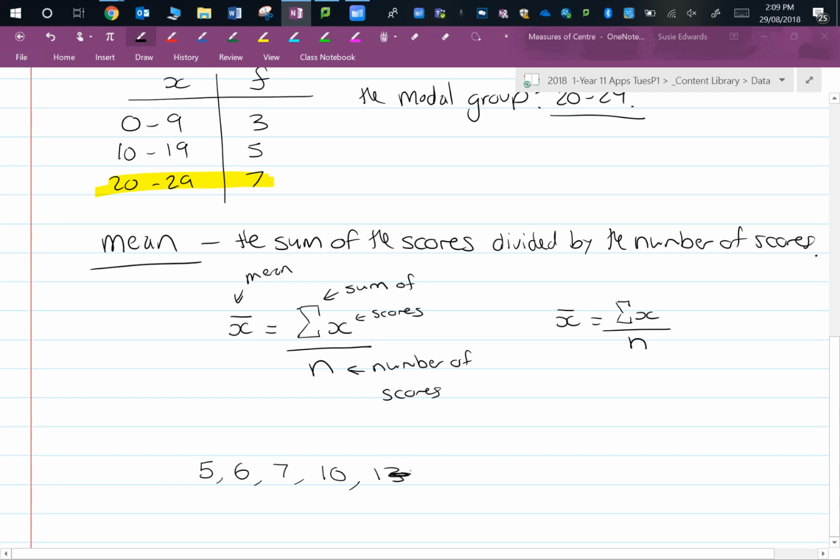Sorry, can we change that 13 to a 12 just to make it easier for us? 5, 6, 7, 10, 12. We just don't have to use a calculator. All right, if I got given those numbers, how would I find the mean? Good, so I'm going to add them all together. So the mean equals 5 plus 6 plus 7 plus 10 plus 12, which equals? Divided by 5, which equals?